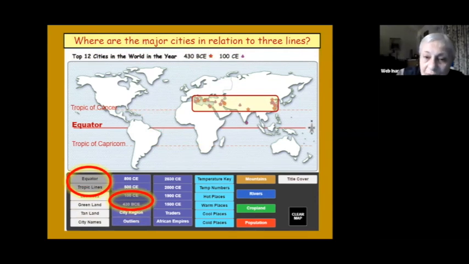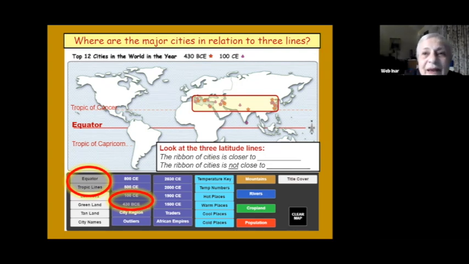And the question becomes, where is this ribbon of cities, where are these ancient cities in relationship to the three lines? Which line are they closer to? And hopefully the students will see the Tropic of Cancer, which suddenly has a new meaning. They're not real close to the equator, and we'll just remember that one, and I can point to it here. There is one that is closer to the equator. It's on an island.